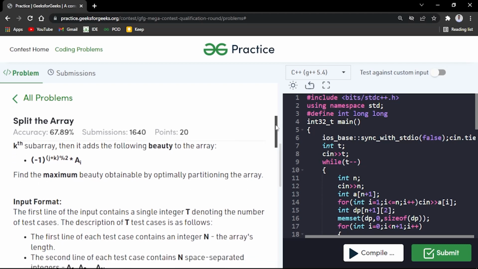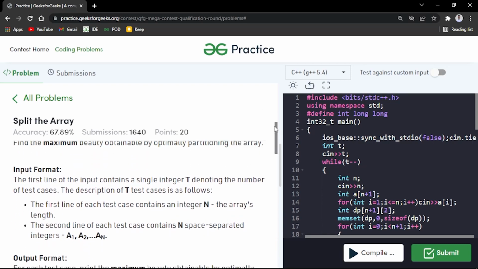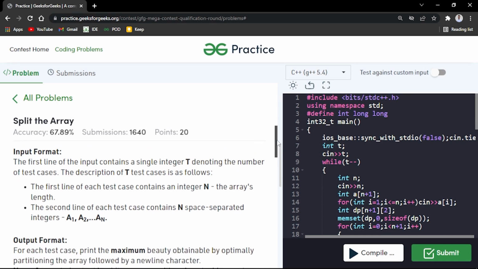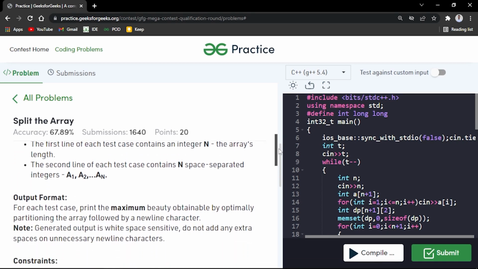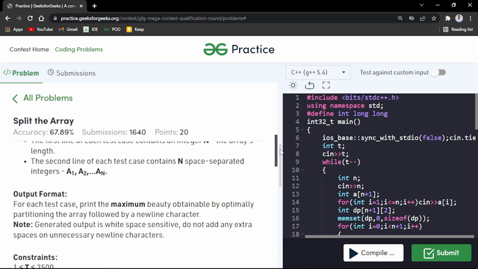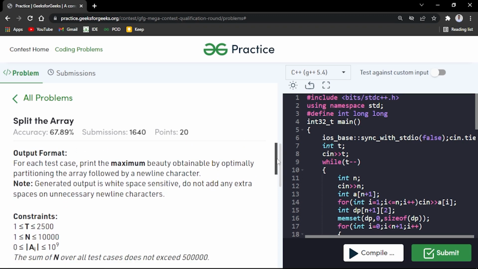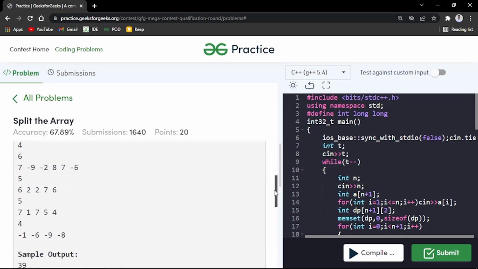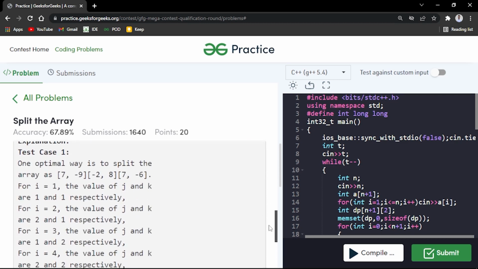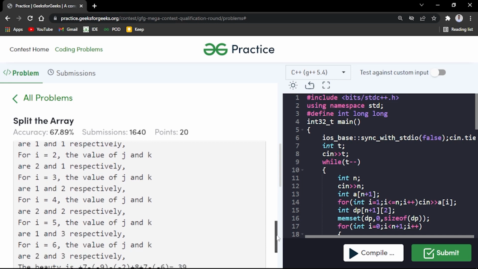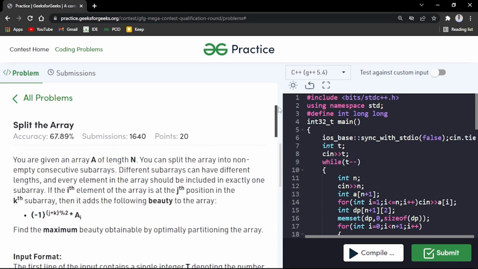And let's read the input format. So in the input format, basically you will be given t test cases. That is, for each test case, you will be given a value n, that is the number of elements in the given array, and you'll be given all the elements of the array, right? So your task is to print the maximum beauty for all the given t test cases, for a particular case, right? So if this is the case, then this will be the beauty. They have explained it, so I hope that you must have read this particular explanation. It's very clear to understand.